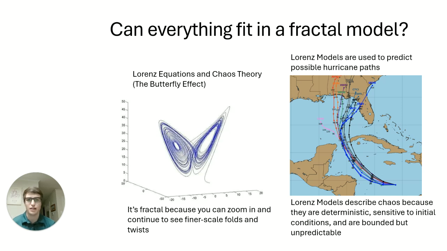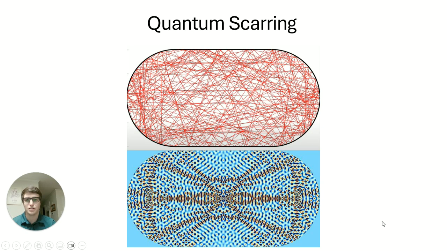Based on changing weather patterns and stuff, the hurricane can take many different possible paths. And it uses fractal geometry to map these paths based off the atmosphere. So basically, the inherent geometry of chaos is fractal. So it actually has a structure. Chaos actually has a structure. And we can also see this in quantum scarring.